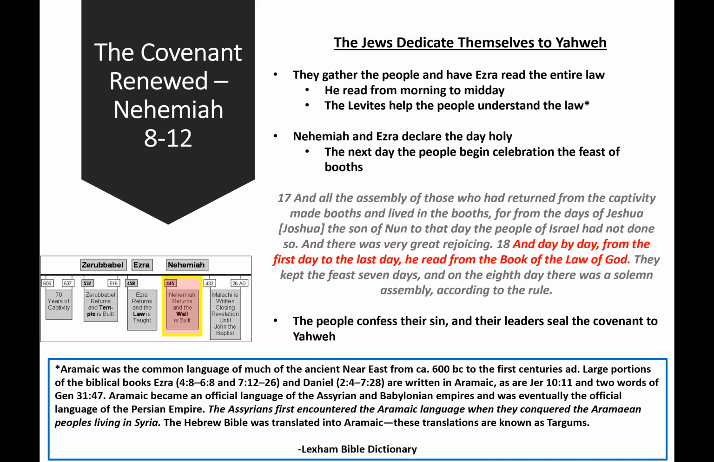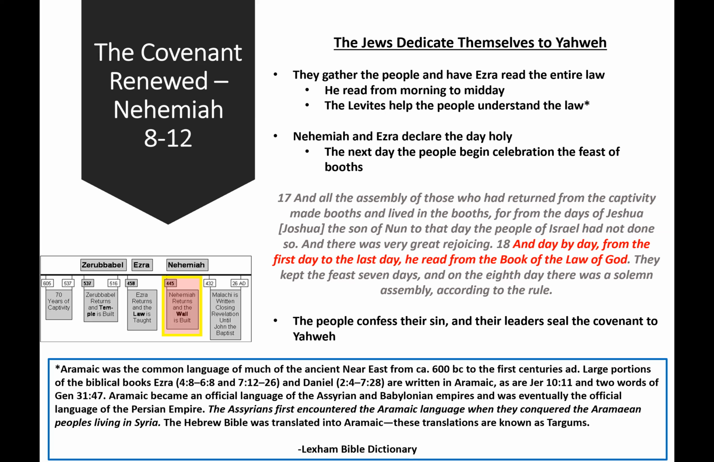And all the assembly of those who had returned from the captivity made booths and lived in the booths. For from the days of Joshua, the son of Nun, to that day, the people of Israel had not done so. So going all the way back to the book of Joshua, it's telling us that the people had not followed the law in the Feast of Booths, or the Feast of Tabernacles. And so there was very great rejoicing.